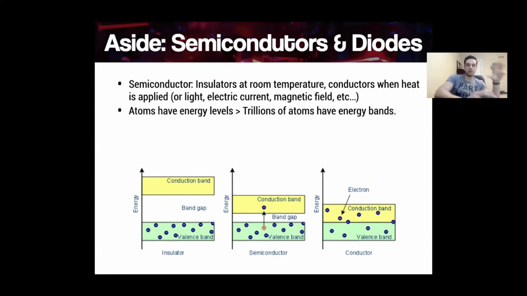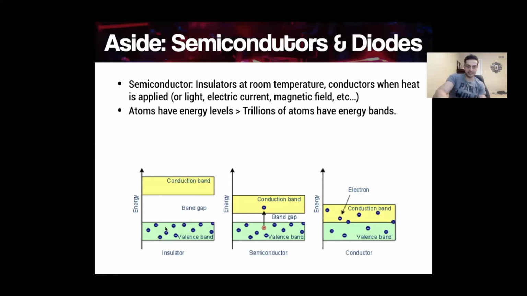To understand their operation, we need to know the basics of band diagrams. So I'm assuming everyone knows that atoms have energy levels. Trillions of atoms together instead have energy bands. So you take all these levels, you smush them all together with a bunch of different atoms, and these lines sort of blend together and you get bands of energy.